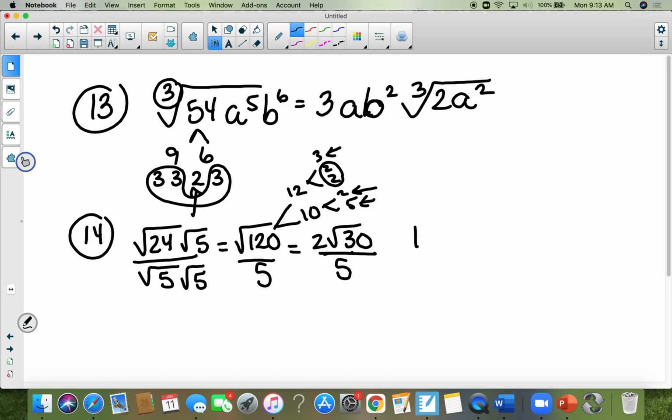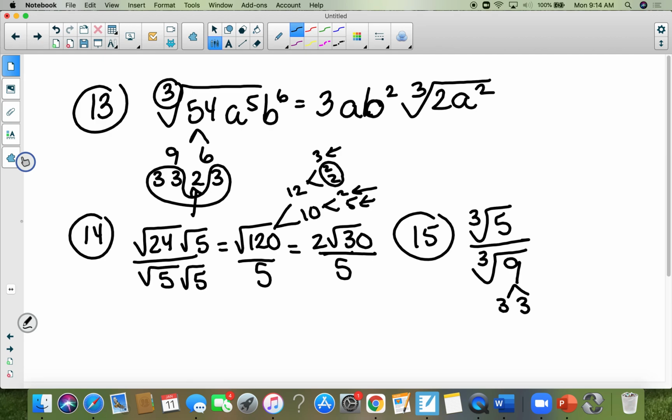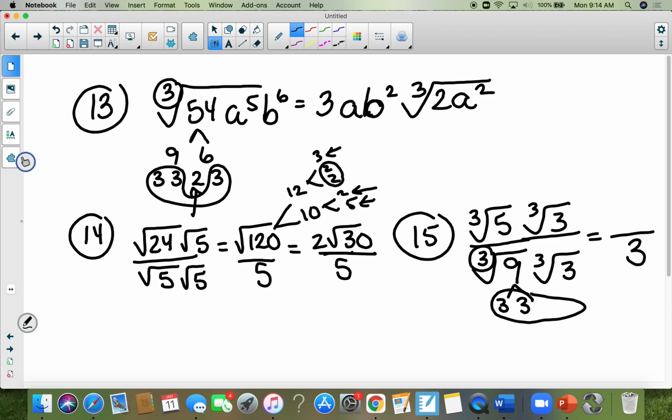Number 15 is the cube root of 5 over the cube root of 9. 9 is made up of 2 3's. I have 2 3's, but I need 3 3's. That means I have to multiply the top and the bottom by the cube root of 3, because I need 3 of them to take 1 out. On the top is just the cube root of 15. I know this is going pretty fast, but you should be able to follow my work too in order to figure out what you're doing wrong.